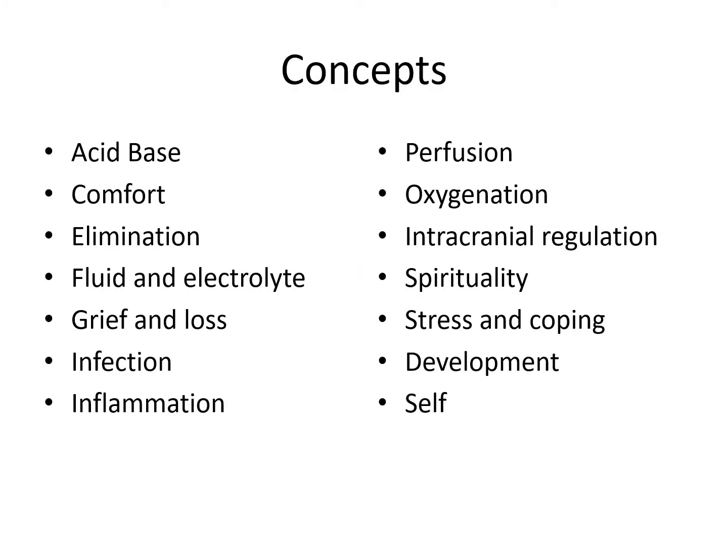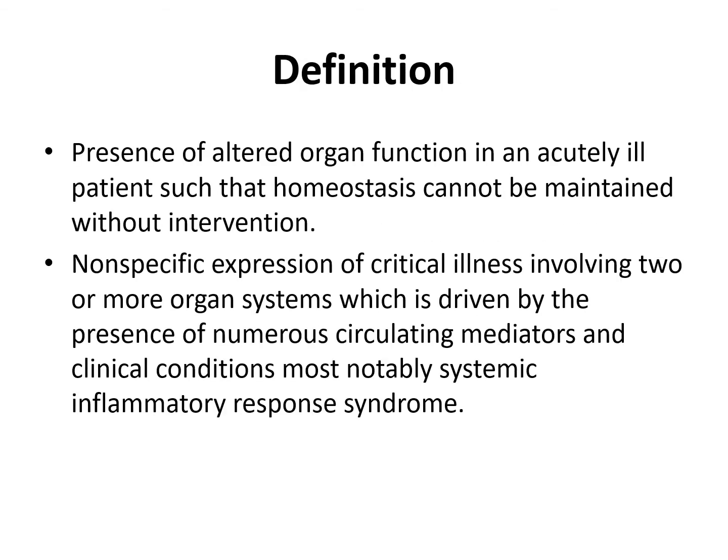So you'll be able to see which concepts are associated with multiple organ dysfunction syndrome. Multiple organ dysfunction syndrome is an alteration in organ function. Basically, it's a progressive organ failure. It occurs in patients that are acutely ill, and with these patients, the organs are at a point that they are no longer able to carry out their functions or maintain homeostasis unless there is intervention.